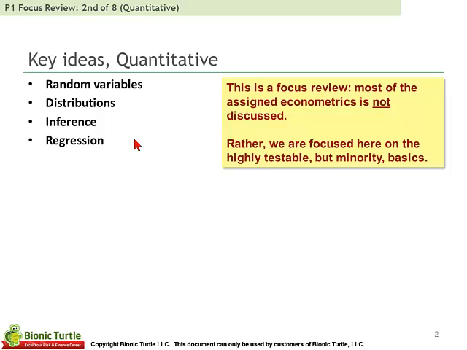And then in the next focus review, which will be the third of 8, we'll finish quantitative with the other concepts, including, for example, volatility. And so here are the key ideas mapped directly to the chapters that are in the assigned Stock and Watson's Introduction to Econometrics. And they really are random variables, distributions, statistical inference, and linear regression.